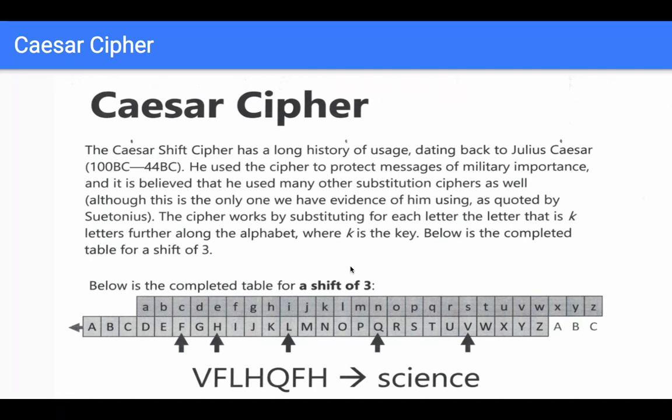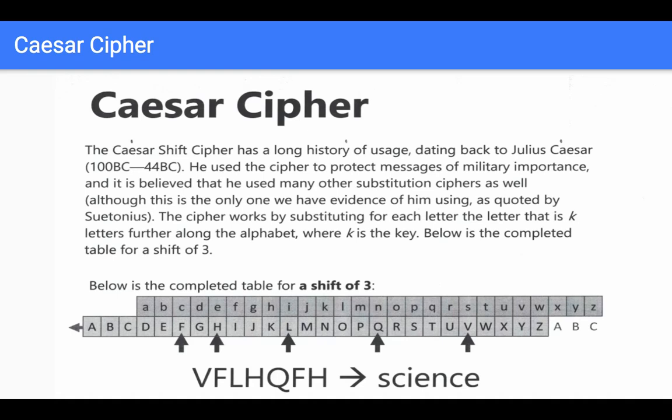And you'll see here it says the cipher works by shifting each letter K letters further along the alphabet. So K is a variable, and you've talked about that in math. A lot of times we use X as a variable. If we said 3 plus X equals 5, we would know that X equals 2. Well, in this case, the X or the K or whatever the letter is, is the number of letters that the alphabet is going to be shifted.